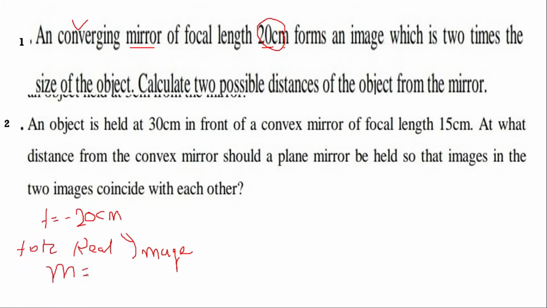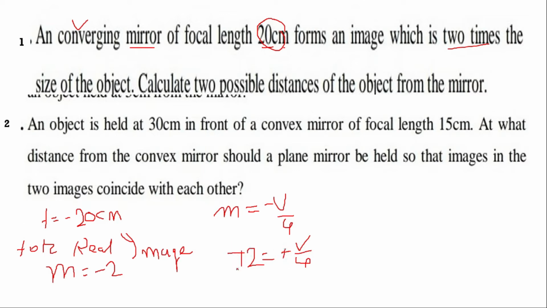Equals to, they are telling it's 2 times, no? 2 times, that means for real image, minus 2. So we'll apply the formula m equals minus v upon u. So the value of m is minus 2. We don't know about v, so I'm writing v the same, and I don't know about u.